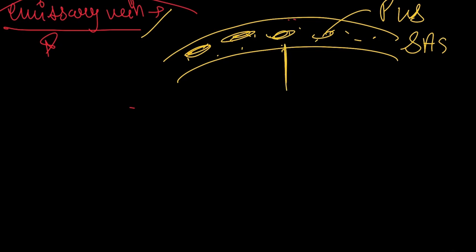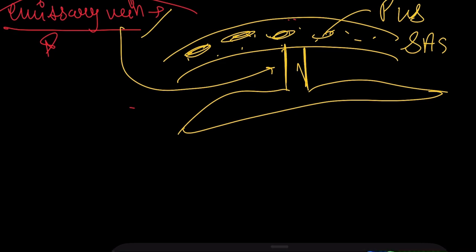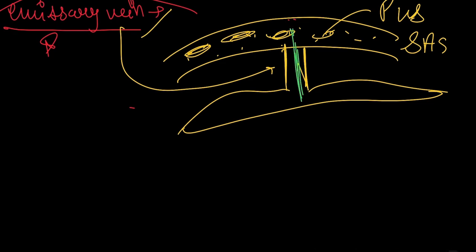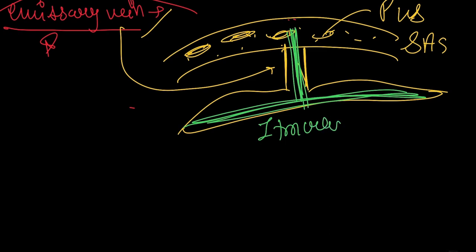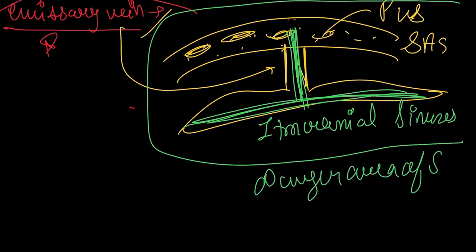we say that the emissary veins form the connection. This is our emissary veins that forms the connection. So because of these veins, this infection gets spread here, that spread readily into our intracranial sinuses, and hence this phenomena is known as danger area of scalp. So we are so much clear.